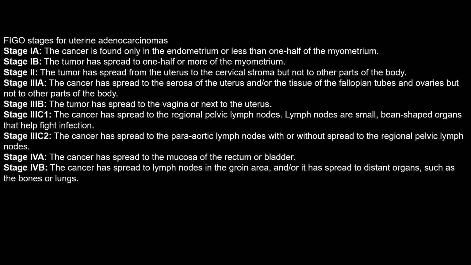These are the details of the FIGO staging for the adenocarcinoma of the uterus. After exclusion of the other stages on the rest of the images, we have here either stage 1A, where the tumor invades less than 1/2 of the myometrium, or stage 1B, where the tumor invades more than 1/2 of the myometrium.